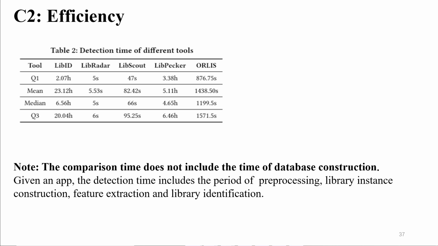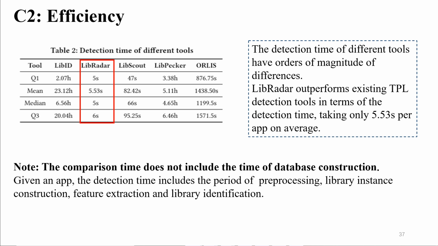As for the efficiency, we also use the above-mentioned dataset to evaluate them. We can find the detection times of different tools differ by orders of magnitude. Here we can see several tools such as LibID and LibPecker usually spend 7 hours to find all TPLs in an app. But LibRadar only spends about 6 seconds. It can find all the TPLs in apps. Therefore, LibRadar outperforms existing TPL detection tools.